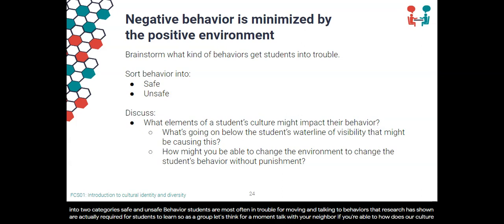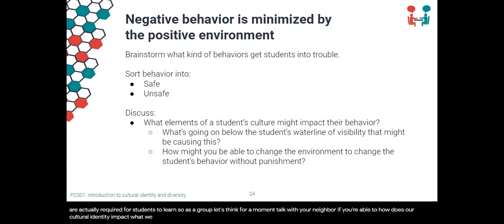How does our cultural identity impact what we perceive as appropriate or inappropriate behavior? Such as kids who stand right next to you or will not maintain eye contact. Do you see this as appropriate or inappropriate? What role does bias play in your actions when these things occur? Take a moment, pause the video, think, and speak to your partners or write down your own thinking.